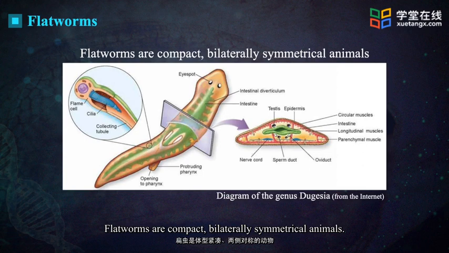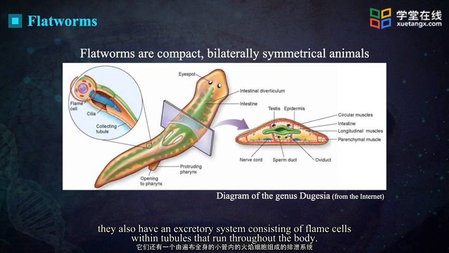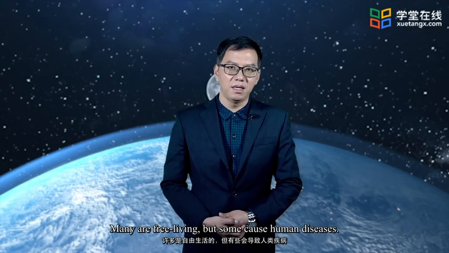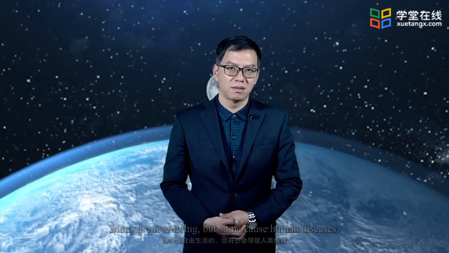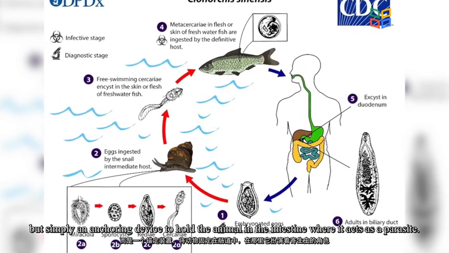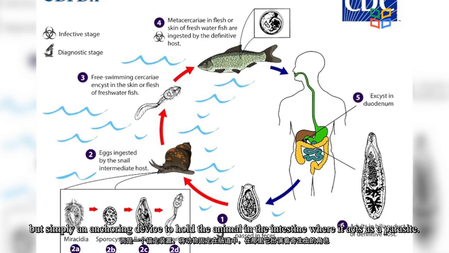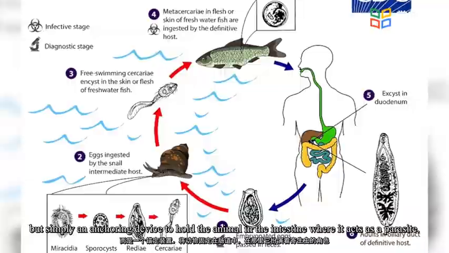Flatworms are compact, bilaterally symmetrical animals. Most have a blind digestive cavity with only one opening. They also have an excretory system consisting of flame cells within tubules that run throughout the body. Many are free-living, but some cause human diseases. The scolex of a tapeworm is not a head, but simply an anchoring device to hold the animal in the intestine where it acts as a parasite.